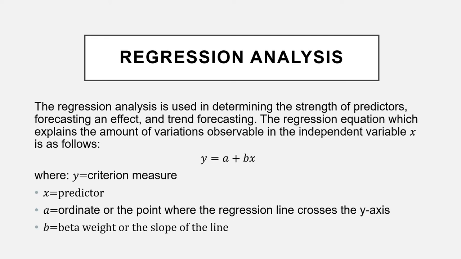So it will depend on what will be the values on the right side of the equation. So x will be the predictor. A would be the ordinate or the point where the regression line crosses the y-axis. So that is the y-intercept, right? Yes, the y-intercept. And b is the beta weight or the slope of the line. Remember your linear equation, you have y equals mx plus b. So this is actually an application of the linear equation.